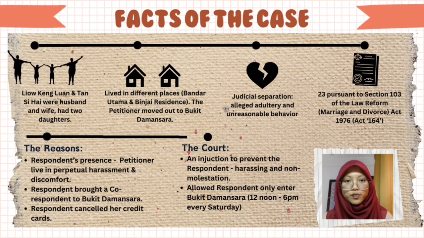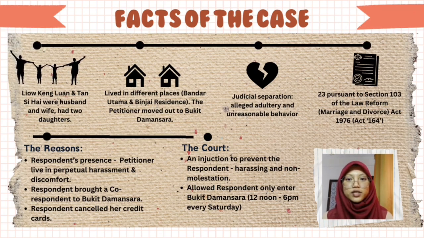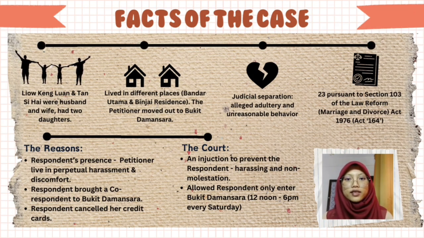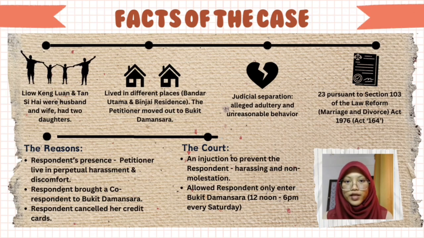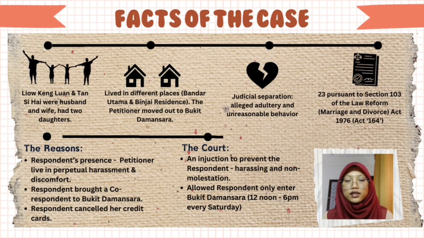Through the judicial separation period, the petitioner filed an application pursuant to Section 103 of the Law Reform (Marriage and Divorce) Act, requesting the following orders. First, that the respondent and the co-respondent be prohibited from harassing, threatening or molesting the petitioner until further orders are made. Second, that the respondent be prohibited from bringing, authorizing, or allowing his agents, including the co-respondent, from entering the Bukit Damansara residence. It is because the petitioner experienced terrible stress and emotional turmoil from the respondent.